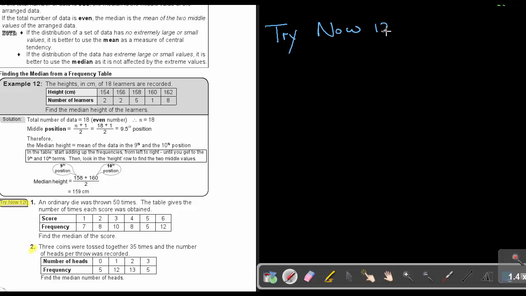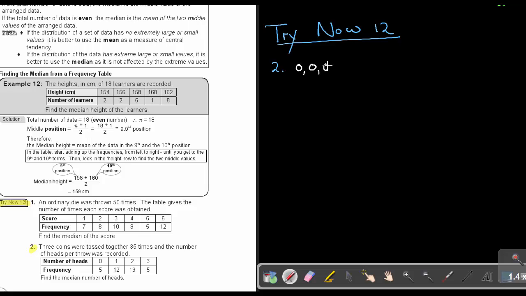Try now 12. And I'm at number 2. Now, 3 coins were tossed together 30 times, and the number of heads per throw was recorded. Okay. Now, again, I think what I'm going to do, I'm first going to do it for you written out, and then I do the other method. Okay. So if you write out the numbers, it's meaning 0. So how many times is 0?